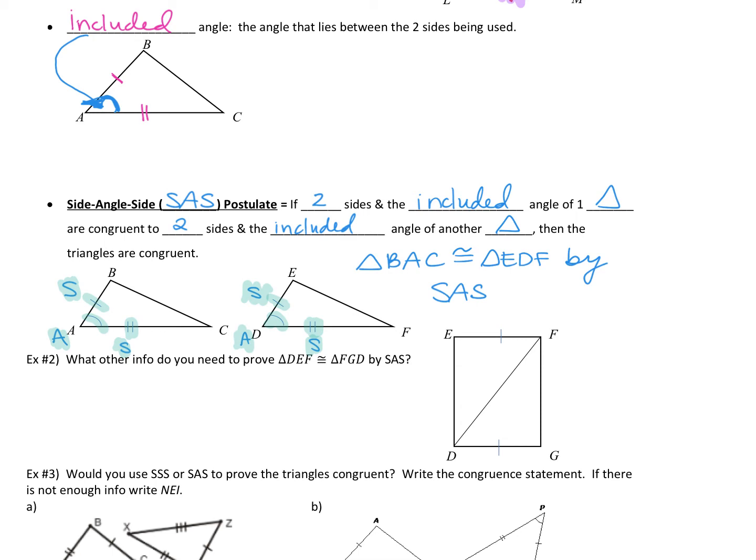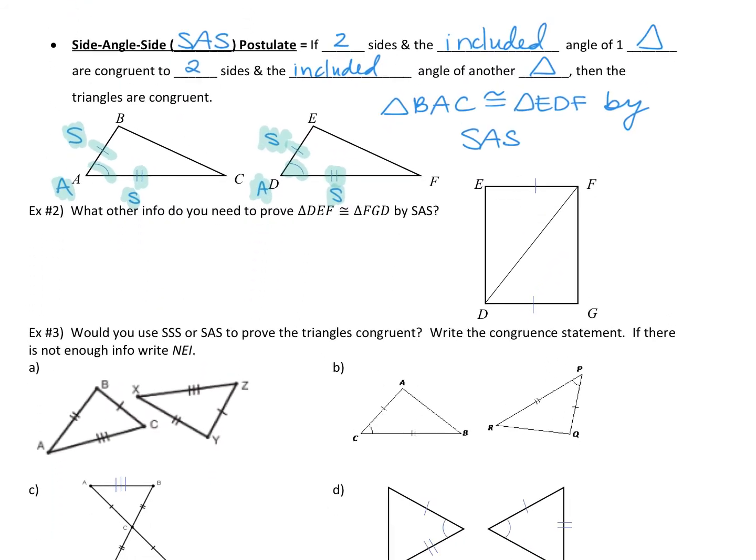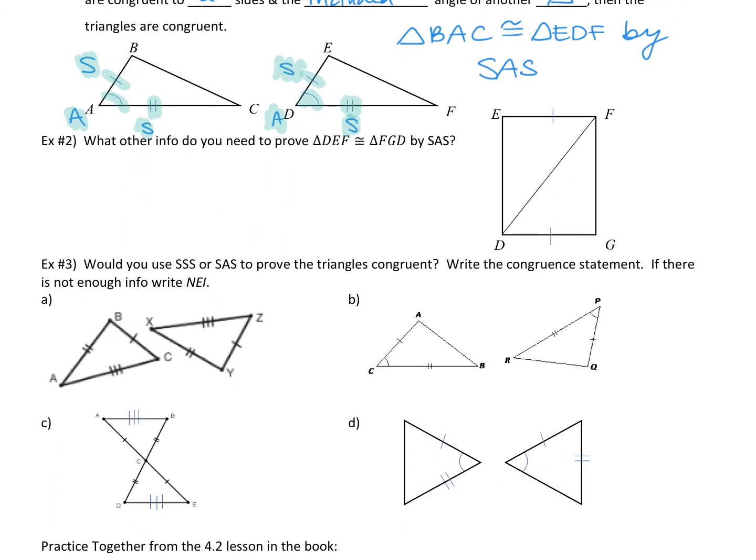Okay, so let's look at example 2. It says, what other info do you need to prove triangle DEF congruent to triangle FGD? They have told us this, and we want to prove them congruent by side, angle, side.